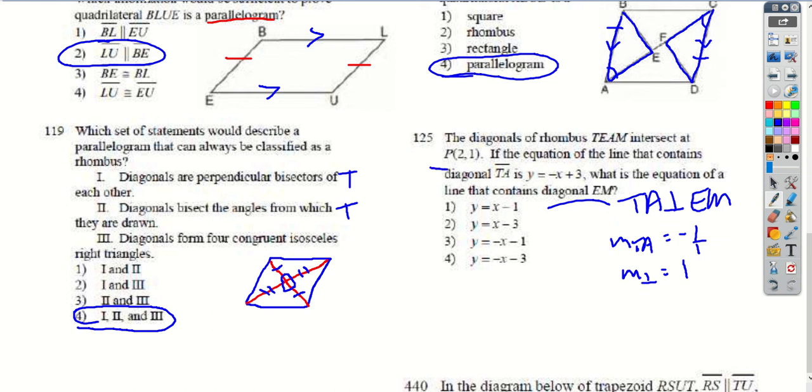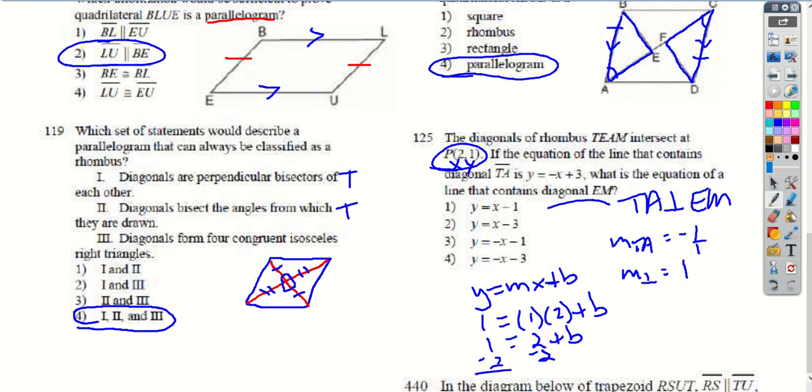So a couple options. You can just plug this point in here, 1 for y, 2 for x, and see if it works, and check that it has a slope of 1. Or you can do y equals mx plus b. I can plug this point in, x and y. So 1 is equal to the slope 1 times 2 plus b, and I can solve for b. So if 1 is equal to 2 plus b, I subtract the 2, and I'm going to get -1 is equal to b. And so that's how I also know my equation is going to be choice 1.